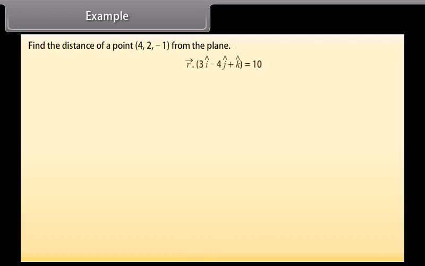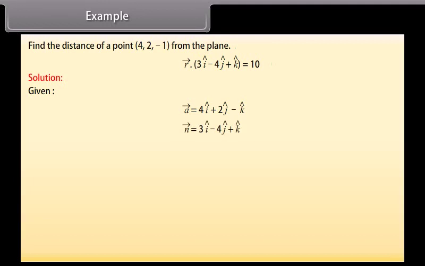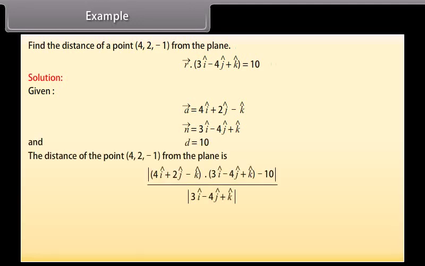Example. Find the distance of the point (4, 2, -1) from the plane. Solution. Given vector A equals 4i + 2j - k, vector n equals 3i - 4j + k, and d equals 10. The distance of the point (4, 2, -1) from the plane is equal to the modulus of 12 - 8 - 1 - 10 divided by the square root of 9 + 16 + 1, which equals 7 by square root of 26.